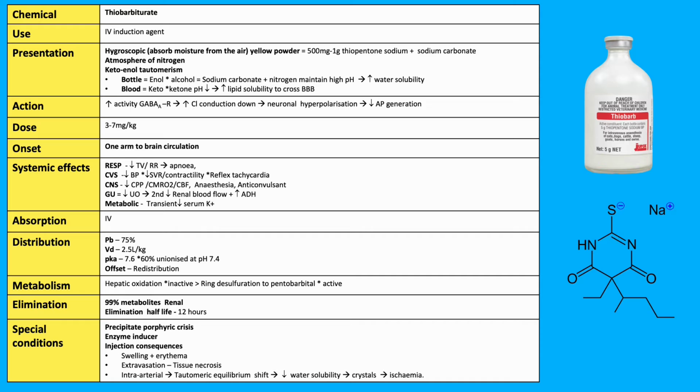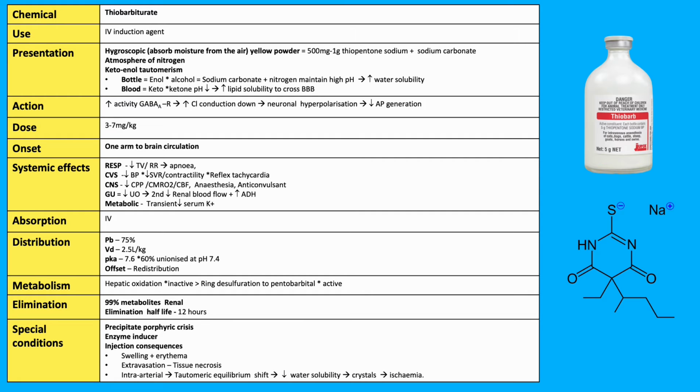Its effects are due to the activation of the GABA-A receptors, which results in enhanced chloride conduction and neuronal hyperpolarization, at a dose of 3 to 7 milligrams per kilogram within one arm-to-brain circulation, with broad systemic effects. These include respiratory: reduction in tidal volume and respiratory rate resulting in apnea. Cardiovascular: reduction in blood pressure. This is due to a reduction in SVR and contractility with a compensatory reflex tachycardia. CNS: reduction in CPP, CMRO2 and cerebral blood flow, whilst mediating anaesthesia and anticonvulsant properties.